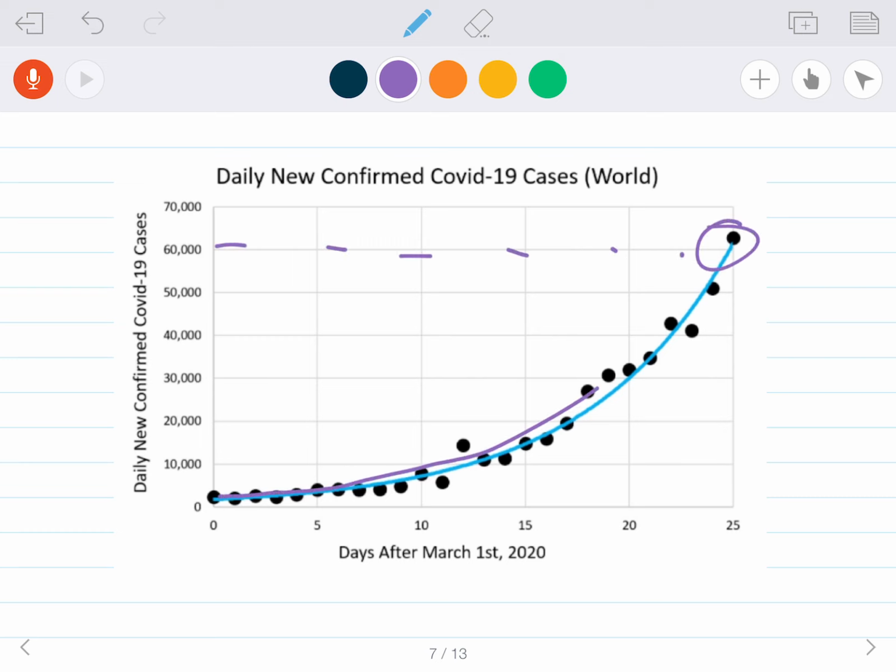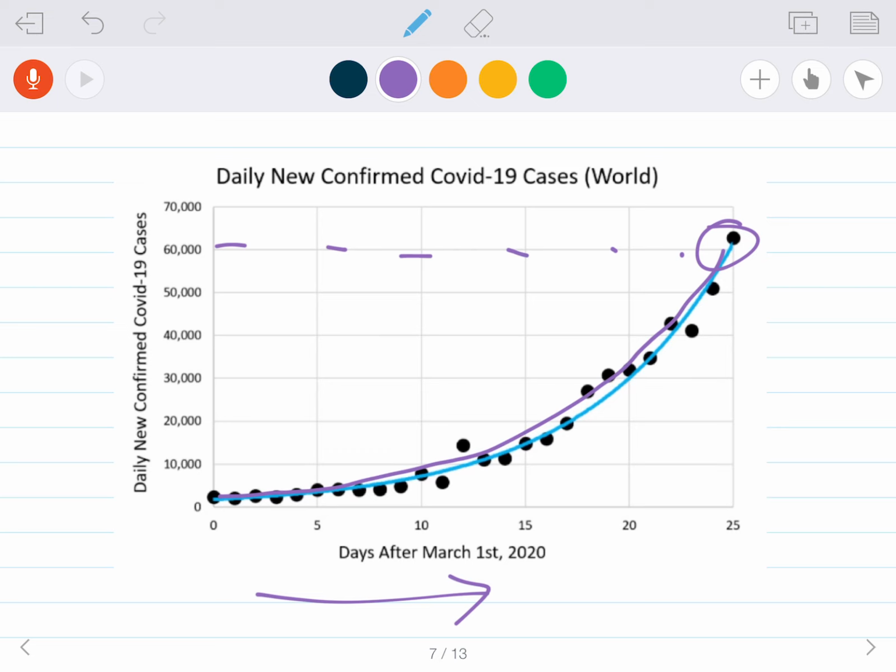So this is an example of exponential growth, because as time marches on, the numbers for cases get higher and higher and higher very, very quickly. Okay, in just 25 days, we went from 0 to 60,000. It's crazy. So yeah, exponential growth is everywhere.